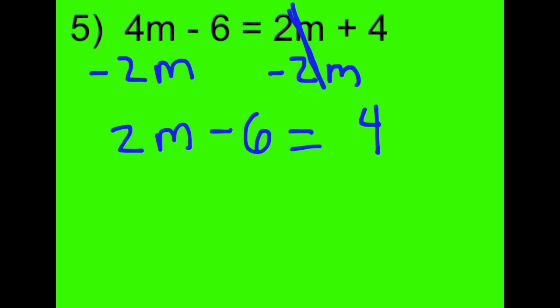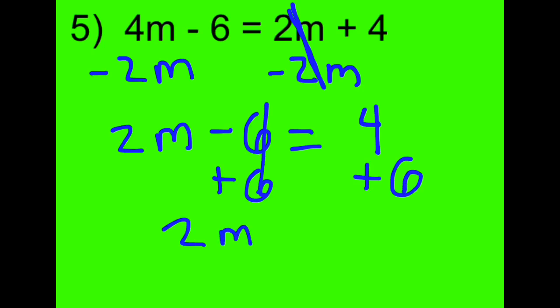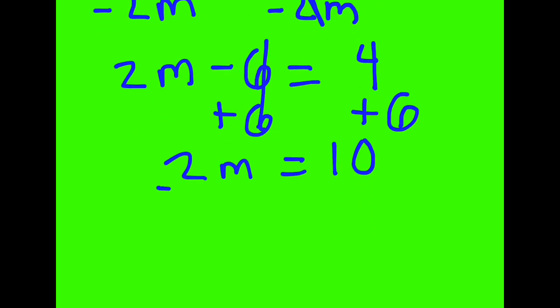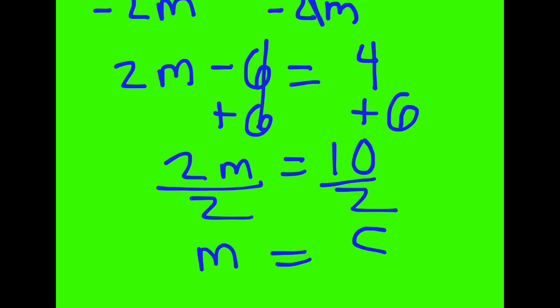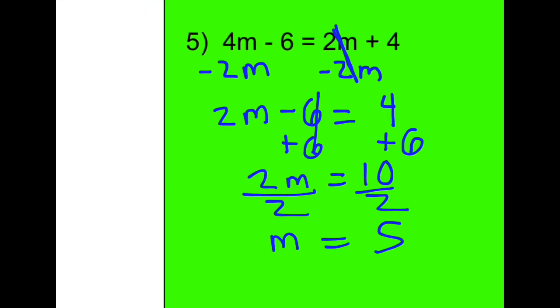To solve it, I'm going to add 6 to both sides. And I'm going to be left with 2m equals 10. And now I'm going to divide both sides by 2. And I'm going to be left with m equals 5. In this one, we really had to use our knowledge of like terms to solve it. Let's do one more, and then I'll do a few more on a new video.